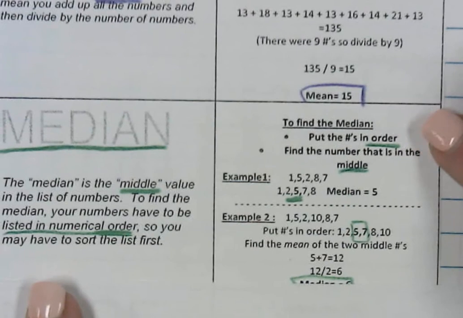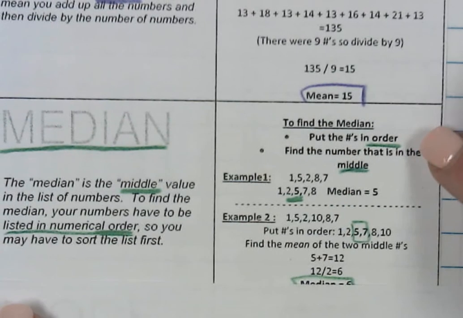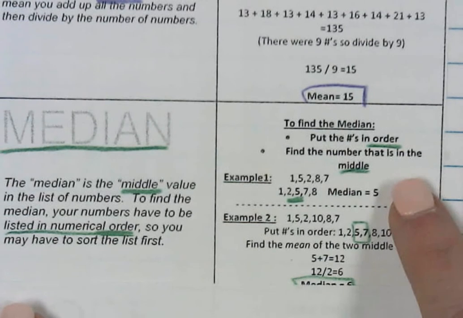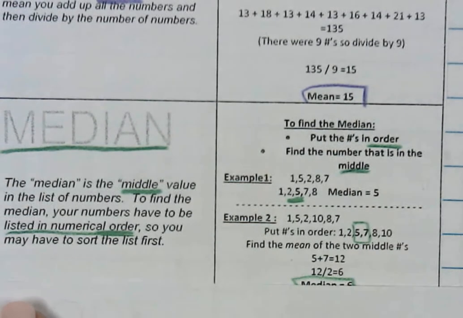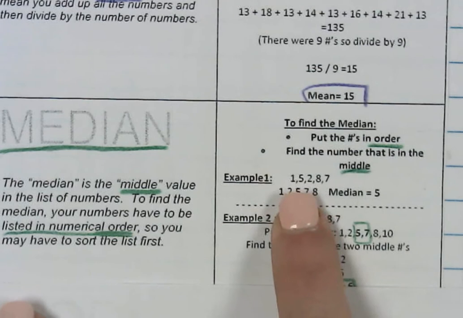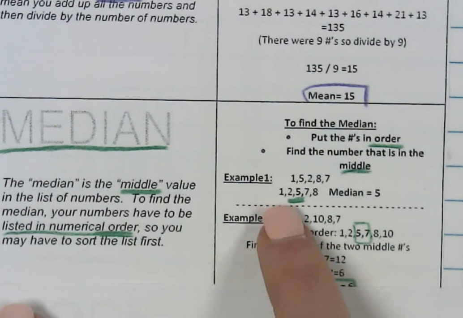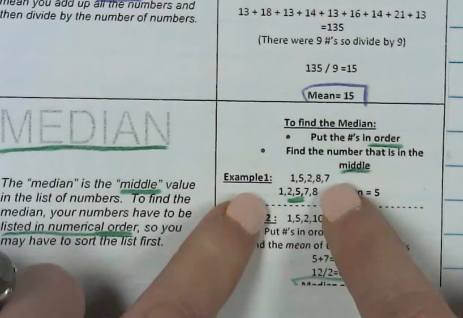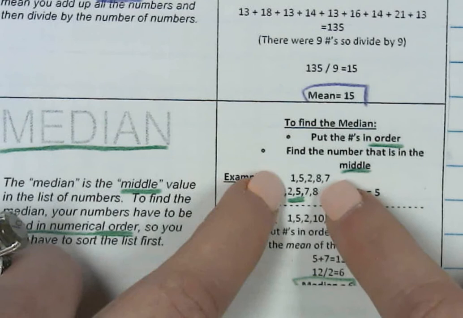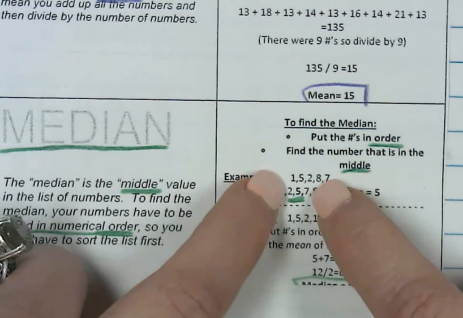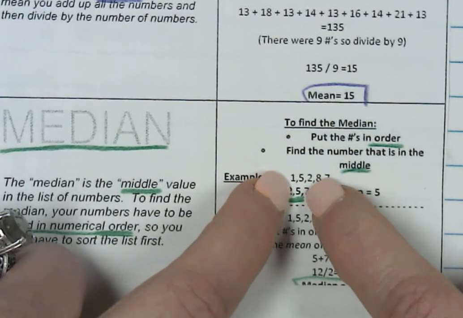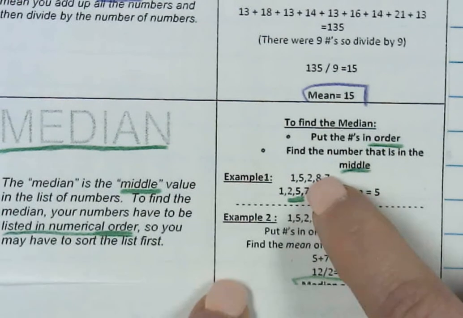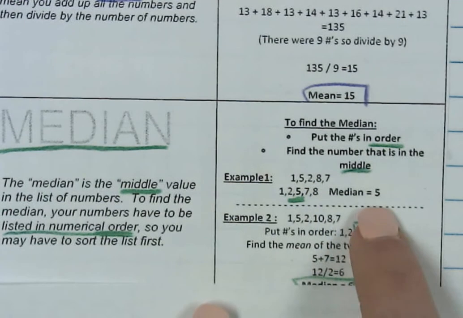To find the median, they said number one thing you're going to do, put the numbers in order. Then you're going to find the middle number. So example number 1, here is your list of numbers, 1, 5, 2, 8, 7. They're not in order, so they rewrote it, 1, 2, 5, 7, 8. Now that they're in order, you just start. Take one off the end, take one off the end, take one off the end, take one off the end. 5 is left in the middle, and that is your median. Median is the middle number.